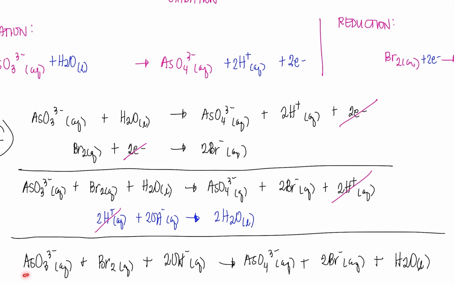So the total charge here is negative 3 plus 0 and negative 2, so that's a total of negative 5. So negative 3, negative 2, and 0, that's also a total of negative 5. So this is our final answer.